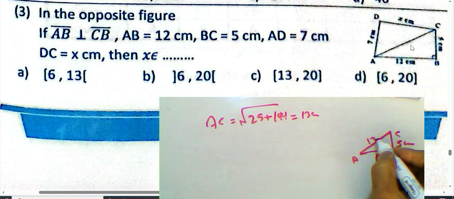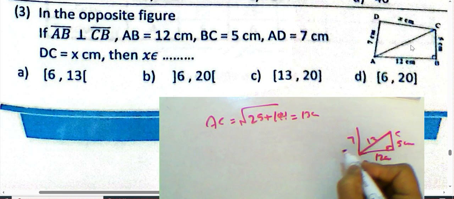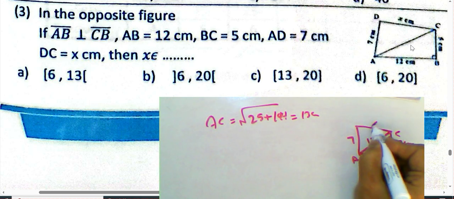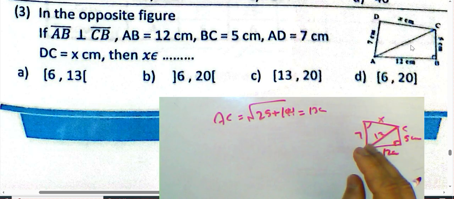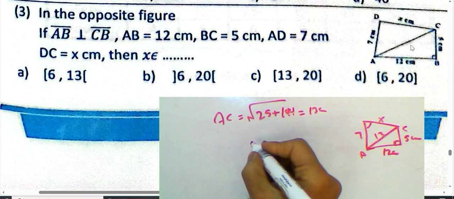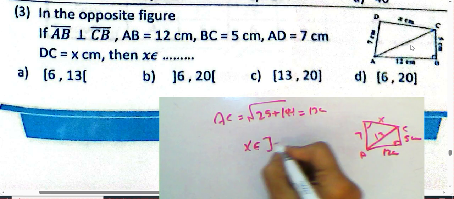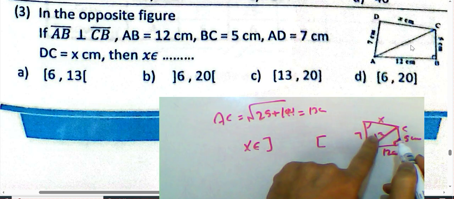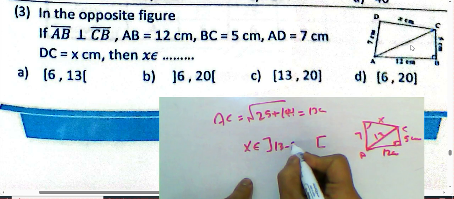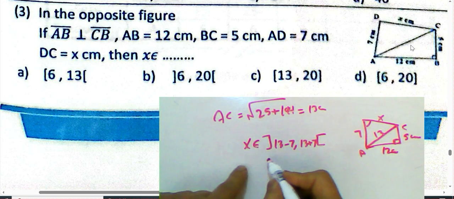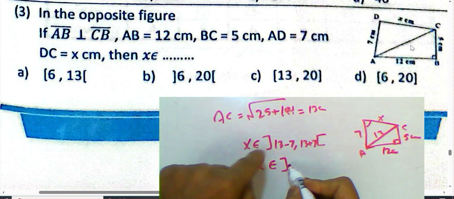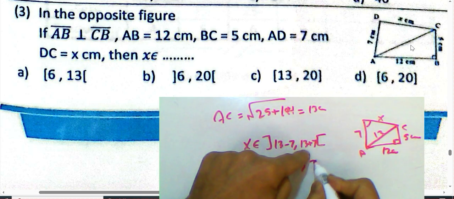Then we have a length here of 3 centimeters and the side length here 7, and we want to find x. We know in any triangle the sum of any two sides is greater than the third side, or you can write this interval. Look here, x belongs to the difference between two sides 13 and 7, right? 13 minus 7, and here 13 plus 7. Then the third side belongs to 13 minus 7, which is 6, and 13 plus 7, which is 20.